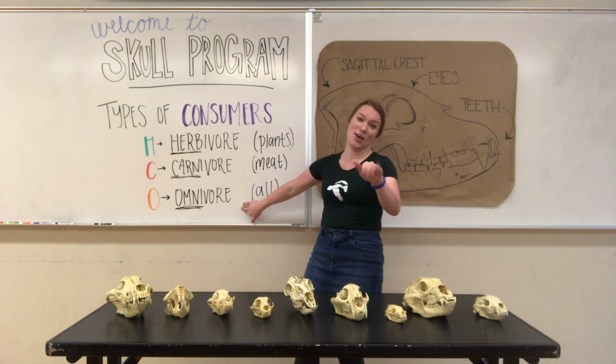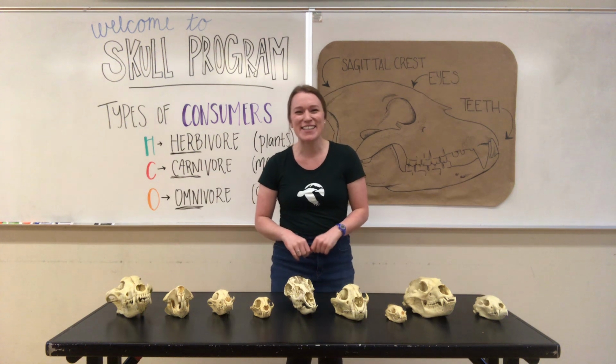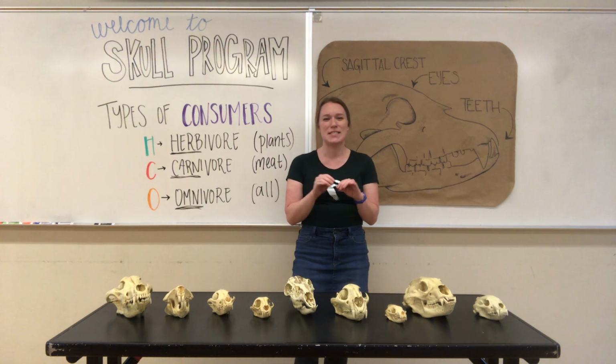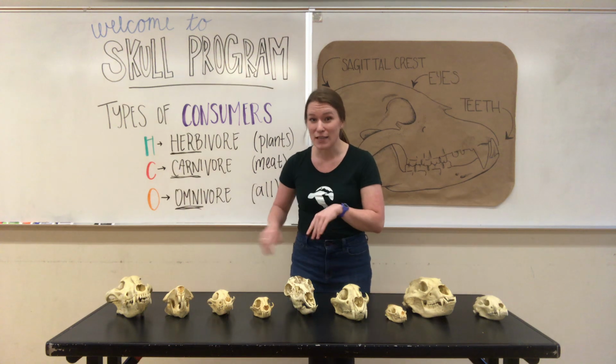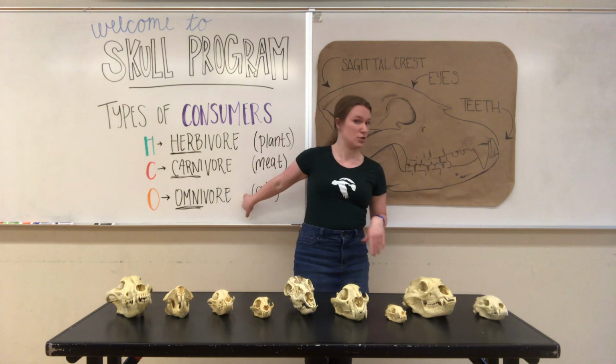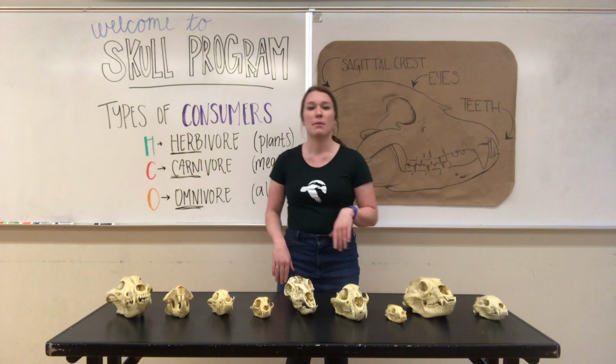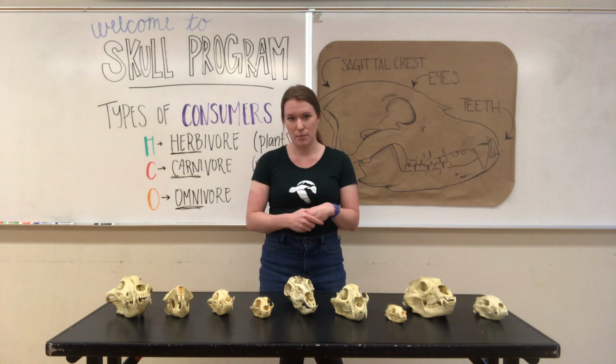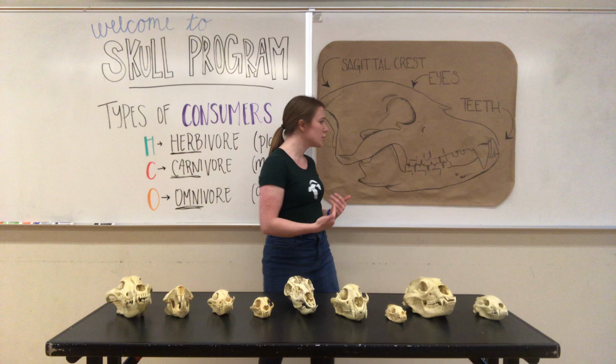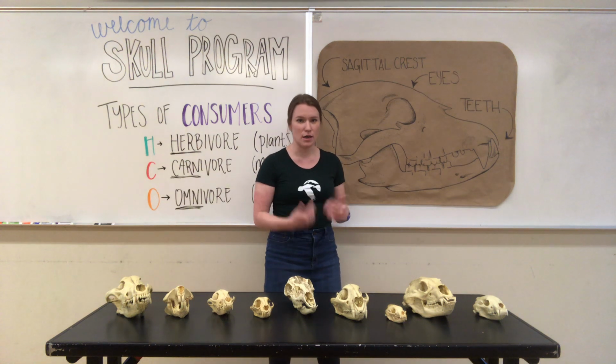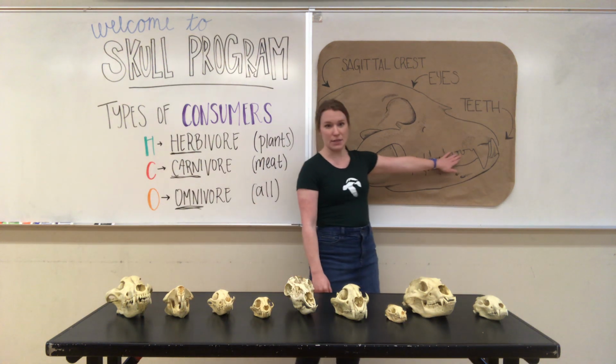Great. Moving on. We're going to look at a few specific parts of the skulls that will help us to identify not only what type of consumer we're looking at, but also what specific animal we might be looking at. So the first clue, kind of going off what we were just talking about, is going to be the teeth.